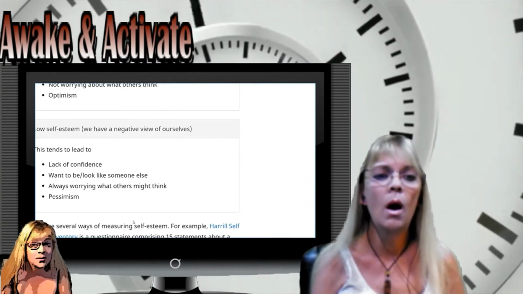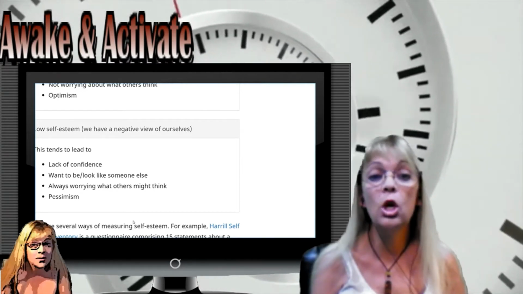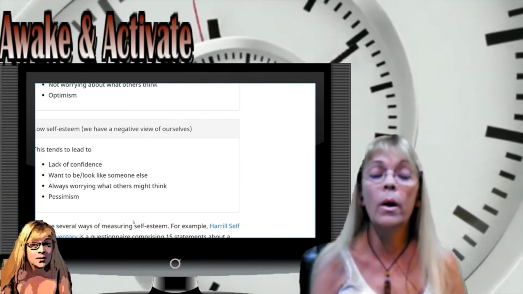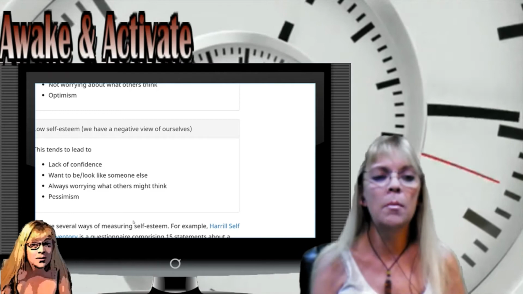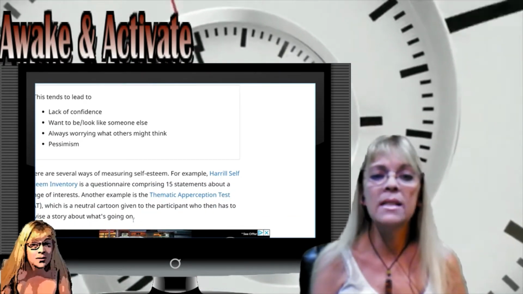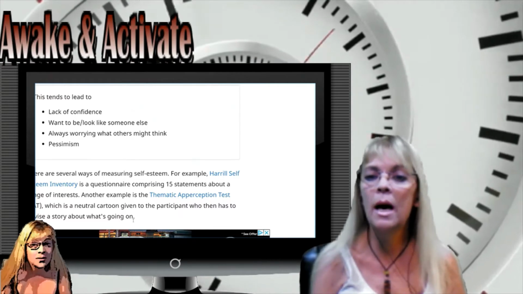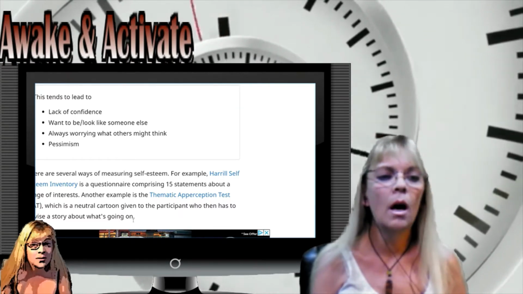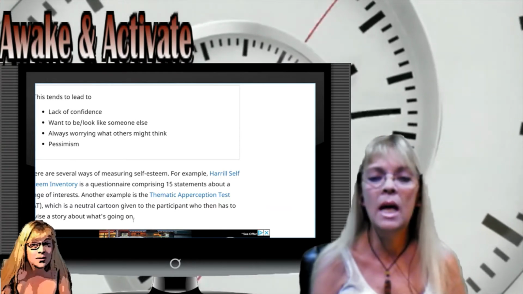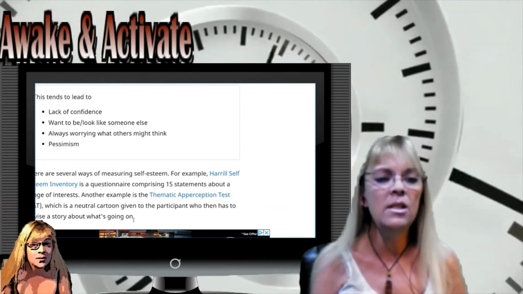Number two, want to be or look like somebody else. Number three, always worrying what others might think. And number four, pessimism. There are several ways of measuring self-esteem. For example, the Harold Self-Esteem Inventory is a questionnaire comprising 15 statements about a range of interests.